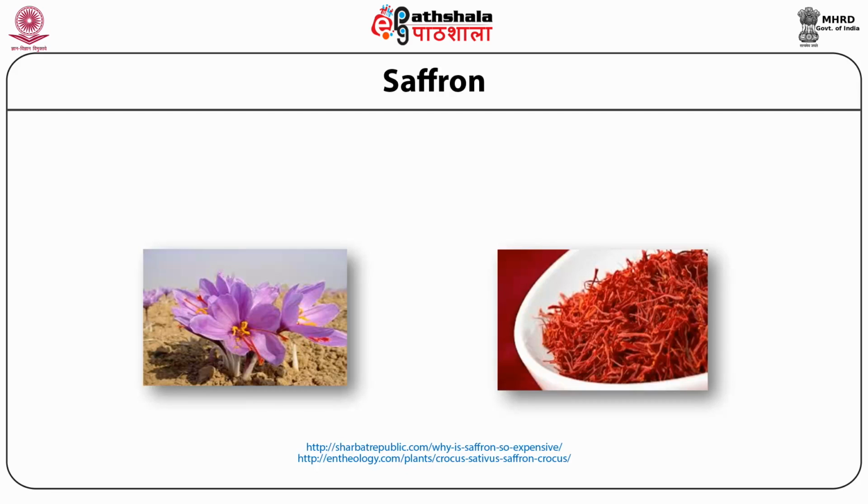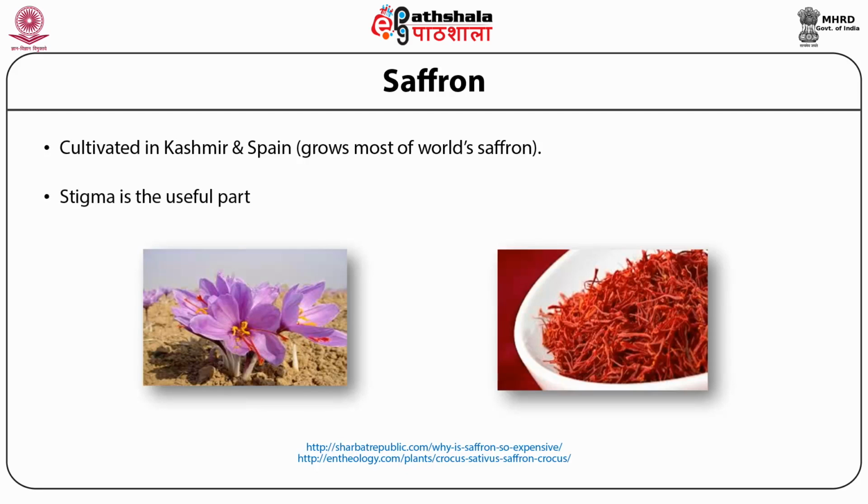Saffron. Saffron, known as Crocus sativus, belonging to family Iridaceae, is a fall-blooming cormous perennial, zone 6 to 8, and known as kesar in Hindi. Its origin is Mediterranean and it is cultivated in Kashmir and Spain. Kashmir grows most of the world's saffron. Useful parts are the 3-part stigma that is dried.